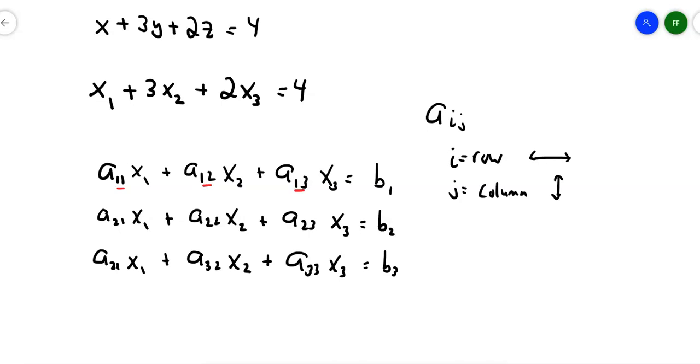You'll notice that the variables go down by column. So this is the column that has all the x sub 1's. That's the column that has all the x sub 2's. That's the column that has all the x sub 3's. And then on the other side of the equal sign are all the constants.